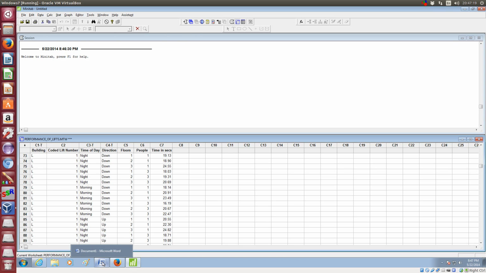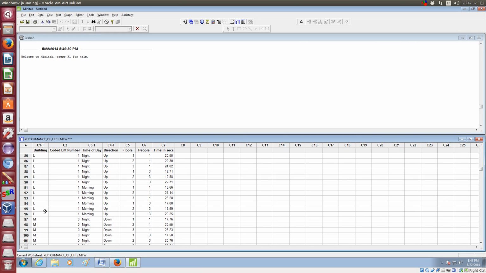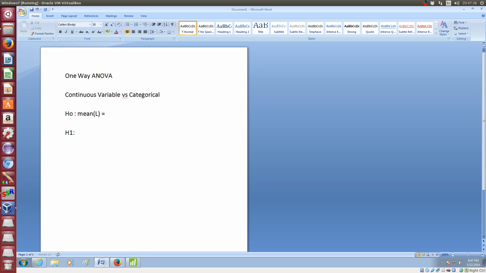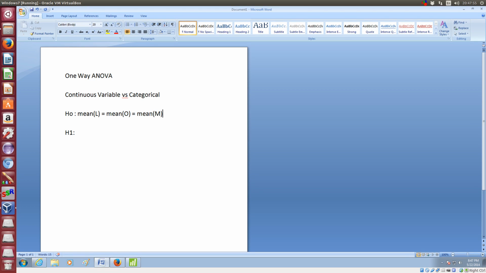And what we're actually testing when we do that, and by the way, you need to write out the null and the alternative hypothesis, is the mean of the different values of L, M, and O. So the mean of L is equal to the mean of O, which is equal to the mean of, sorry, my memory's shocking, O, M, and L. Okay, mean of M. And when I say the mean, this is just something on the side, it's the mean of the time. So when I say time, I am referring to this time here.